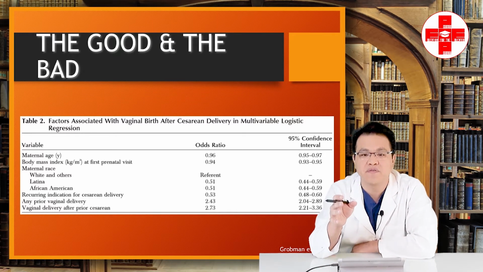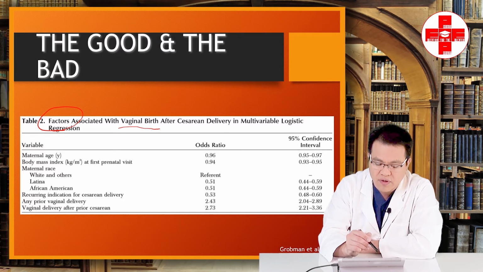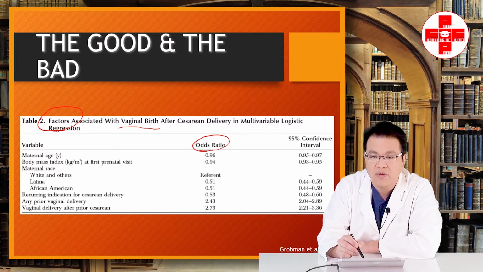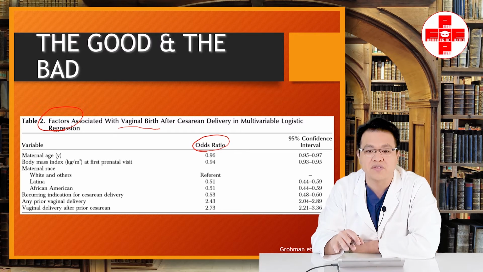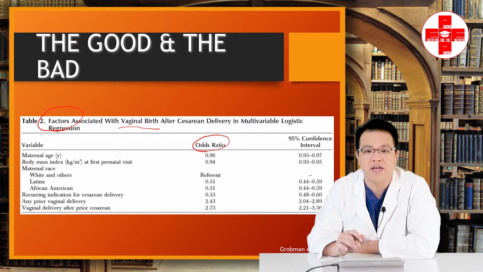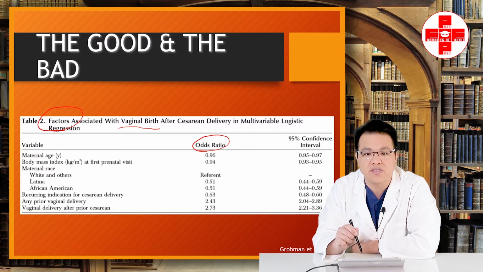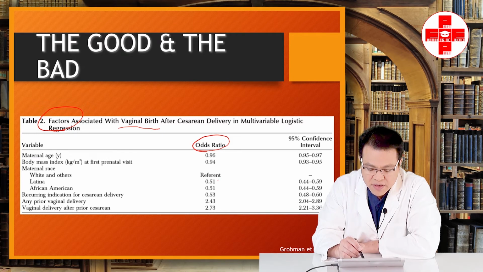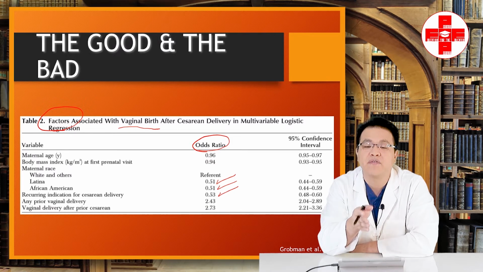If you look at table 2 of this publication, you'll notice that this will talk about the different factors associated with vaginal birth. So when discussing the odds ratio, the higher the odds ratio is an increased chance for vaginal birth, and the lower the odds ratio would decrease the chance of a vaginal birth. So you can see the 3 main variables that decrease the chance of delivering vaginally, and that includes Hispanic race, African American race, and a recurring indication for cesarean delivery. And what that means is they're talking about the indication for your first C-section.